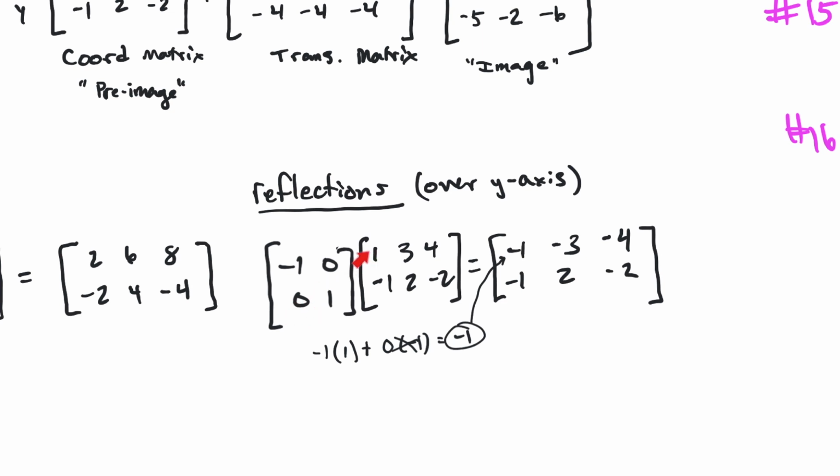I'm going to do 0 times 1, which is 0, plus negative 1 times 1 again. So I get negative 1. 0 times 3, plus 1 times 2 here. 0 times 4, plus 1 times negative 2, which is negative 2. And this gives me that image right here. My pre-image is this one. This is the reflection matrix.